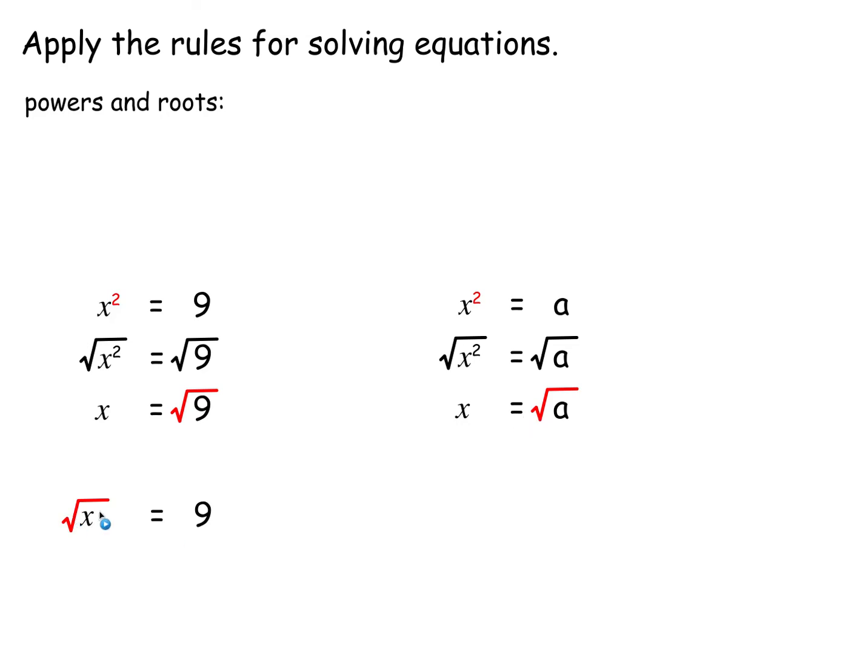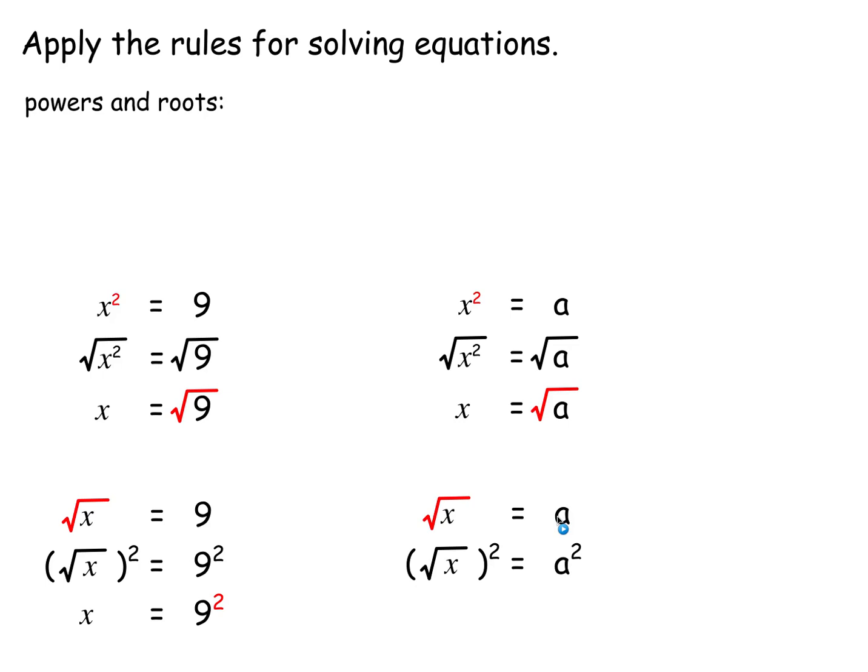It says square root x equals 9. Do the same thing to each side, square both sides. So you square square root x, you're going to get x. Result, x is 9 squared. Square rooting became squaring. There it is with letters. So square root x gives you a, square both sides. Square root x squared is x. And then we've got square rooting has become squaring.